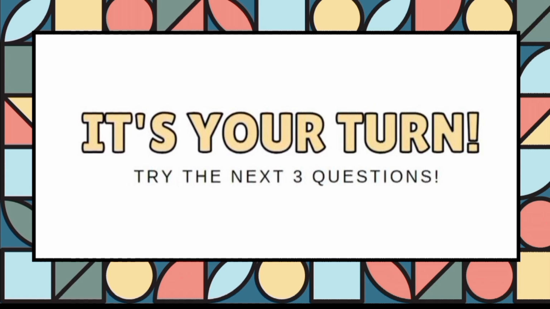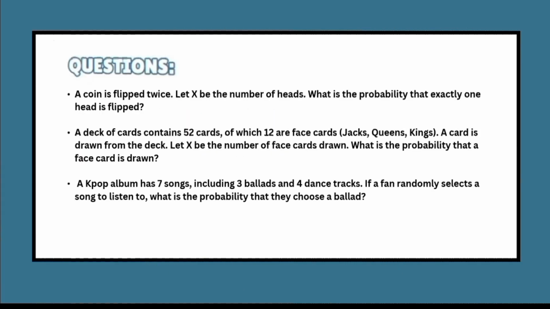So here you go. The first question is, if a coin is flipped twice, let X be the number of heads. What is the probability that exactly one head is flipped? Number 2, a deck of cards contains 52 cards, of which 12 are face cards, where it is Jacks, Queens, and Kings. A card is drawn from the deck. Let X be the number of face cards drawn. What is the probability that a face card is drawn?